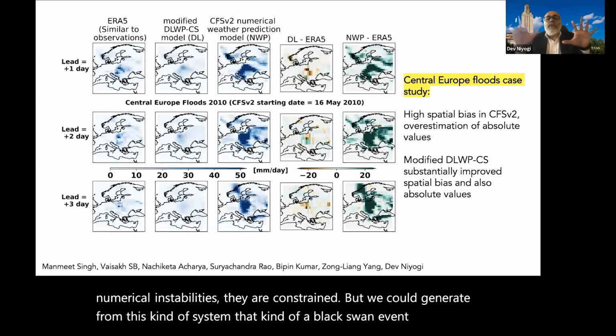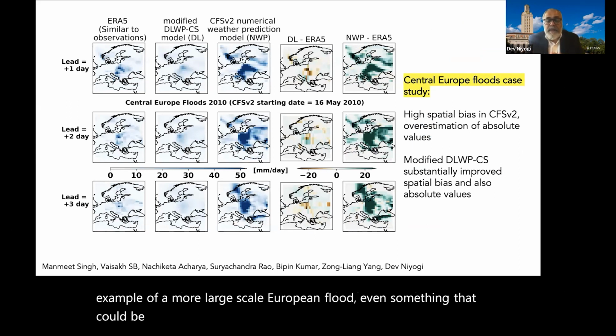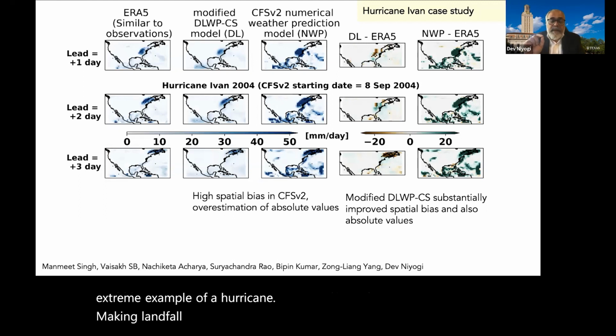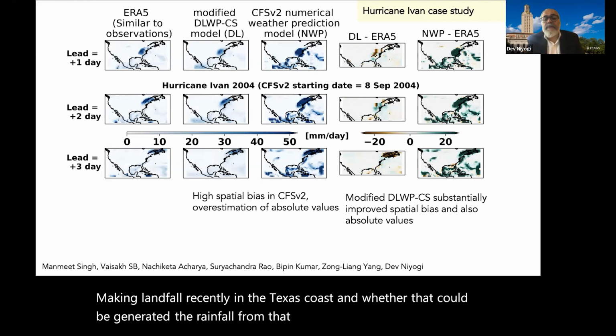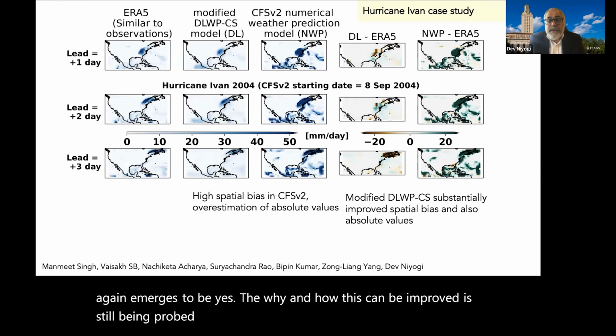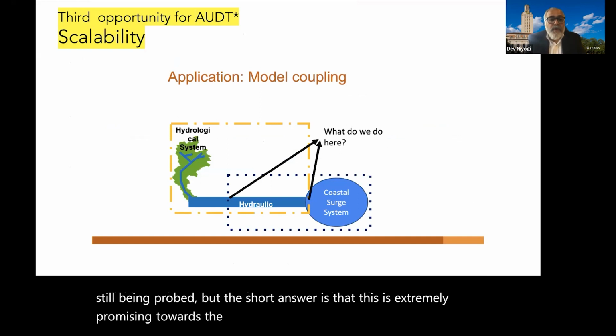Here's an example of a more large-scale European flood, something that could be generated pretty well in terms of how the rainfall distribution and the large-scale pattern could be captured. A more extreme example is a hurricane making landfall recently on the Texas coast, and whether the rainfall from that can be generated. The answer again turns out to be yes. The why and how this can be improved is still being probed, but a short answer is that this is extremely promising. Towards the last set of problems, I will go to this opportunity of what I talked about, the scalability.